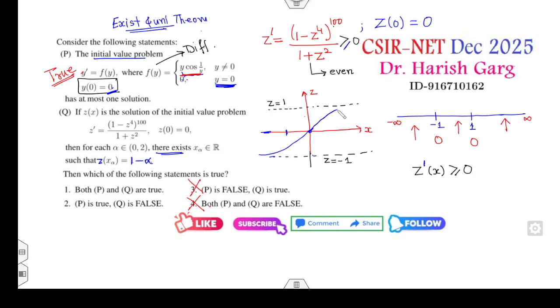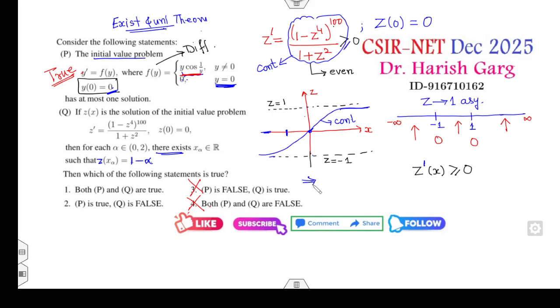So that means this value will be asymptotic. Z approaches 1 asymptotically. Fine. So what does it mean? This graph is my continuous. Moreover, this function is my continuous. Fine. And for some value it is negative, some value it's positive.